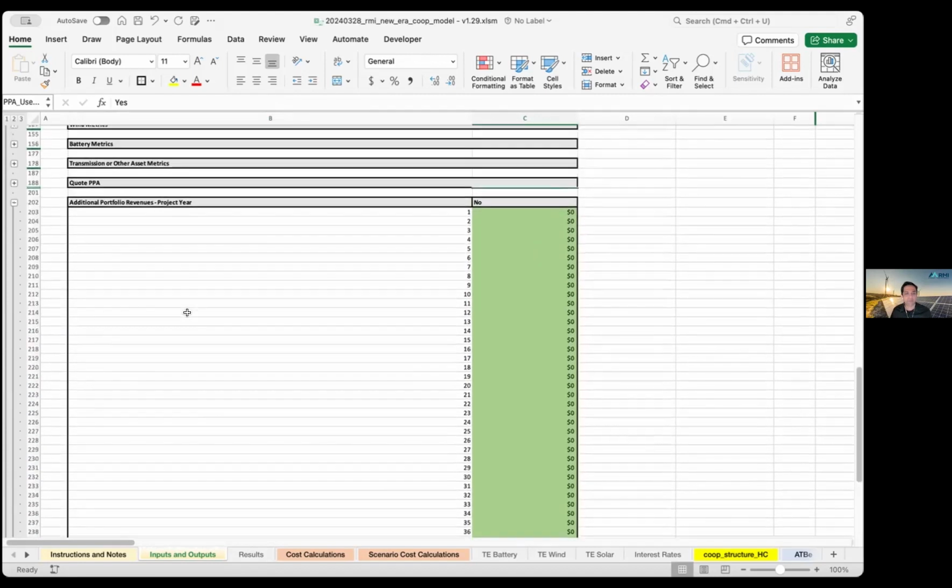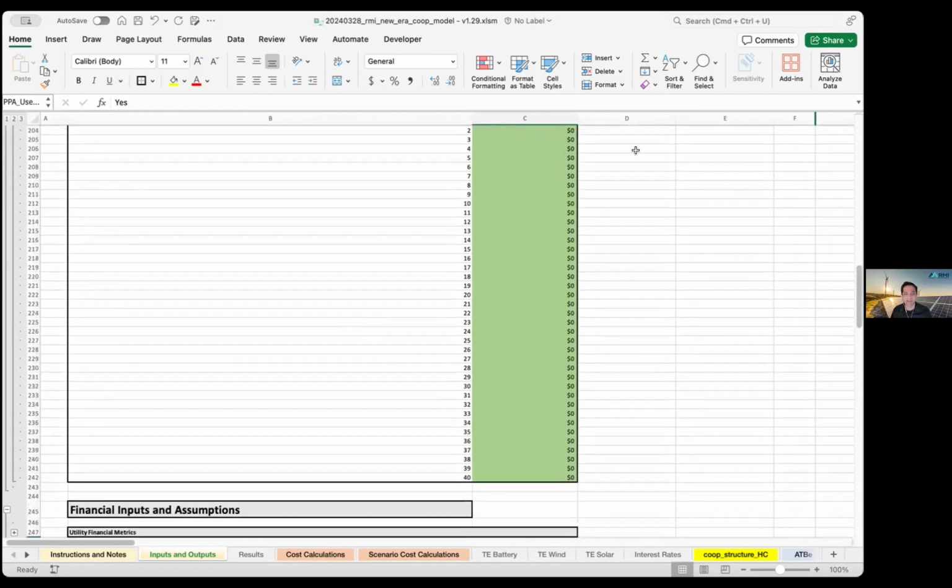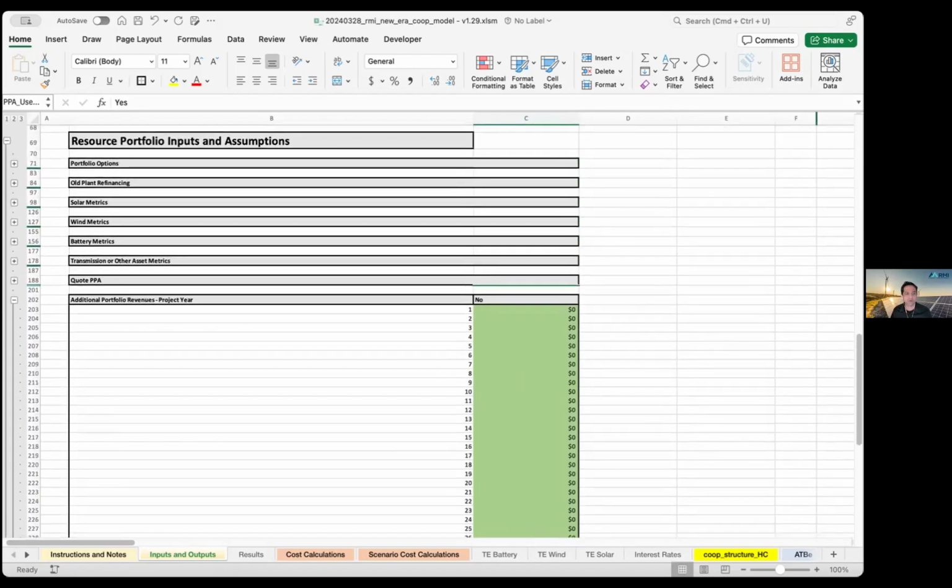Finally, in some cases, you may be able to generate additional revenues from markets for these resources. If they're, for instance, able to dispatch into the market, for instance, if your battery is able to provide you arbitrage revenues that are not necessarily included or incorporated in your revenue requirements that are coming from market transactions, you can include those additional portfolio revenues or costs as positives or negatives in this section here. Just make sure that you clear them each time you build a new portfolio.